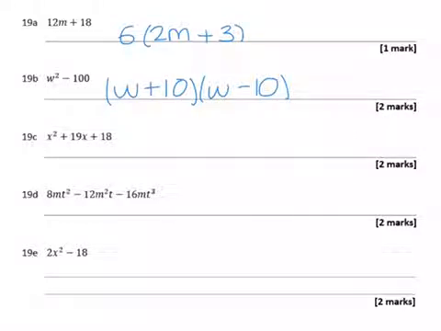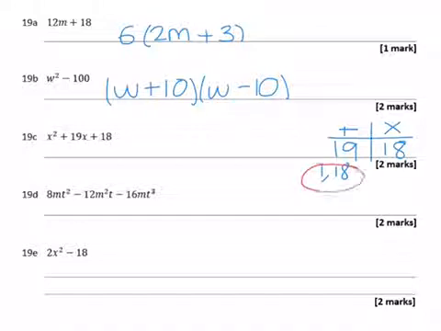Right, next up is to have a look at this one. We know it's quadratic because it's got an x squared, an x, and a single constant on the end. And so I know that my numbers need to add to make 19, and yet they have to times to make 18. So I'm thinking about numbers that times to make 18. So 1 times 18, as it happens, they add to make 19. So we found our numbers straight away. So my two brackets are x plus 1 and x plus 18.